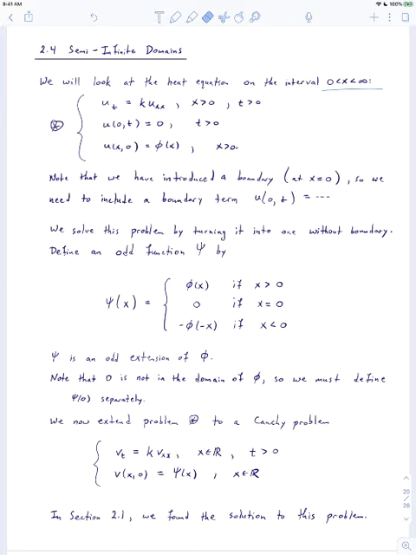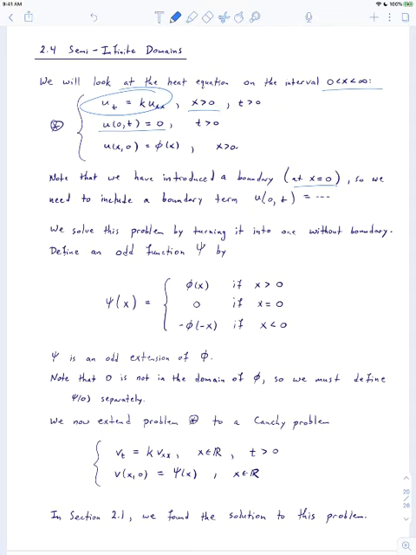We'll be looking at the heat equation, which is the same heat equation as before, but now we're restricting our x's to being positive. Notice that we've introduced a boundary at x equals 0. So we need to introduce a boundary term, which we've done here. U at 0, t is equal to 0 for all t, positive t, that is.